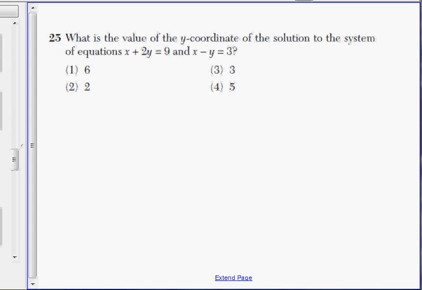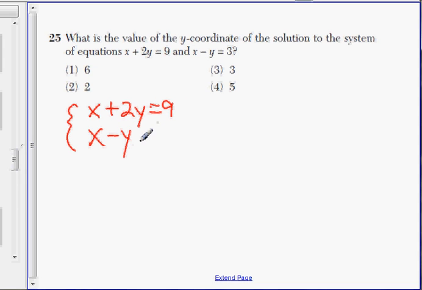Okay, number 25, we're looking for the y-coordinate of two equations. This is actually a systems of equations question, and let me rewrite it. In other textbooks, you might see it looking like this, with the curly brackets.